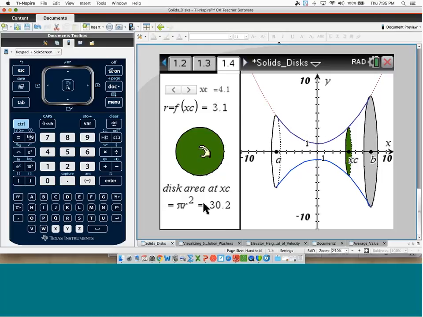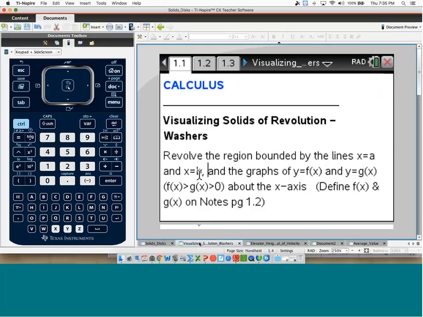So do we want to move to washers? Sure, let's go ahead. We've got about 15 minutes.